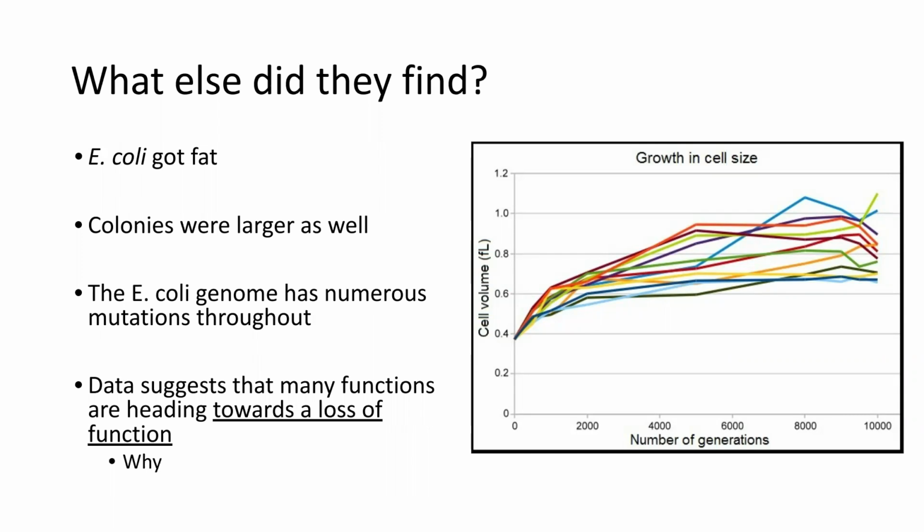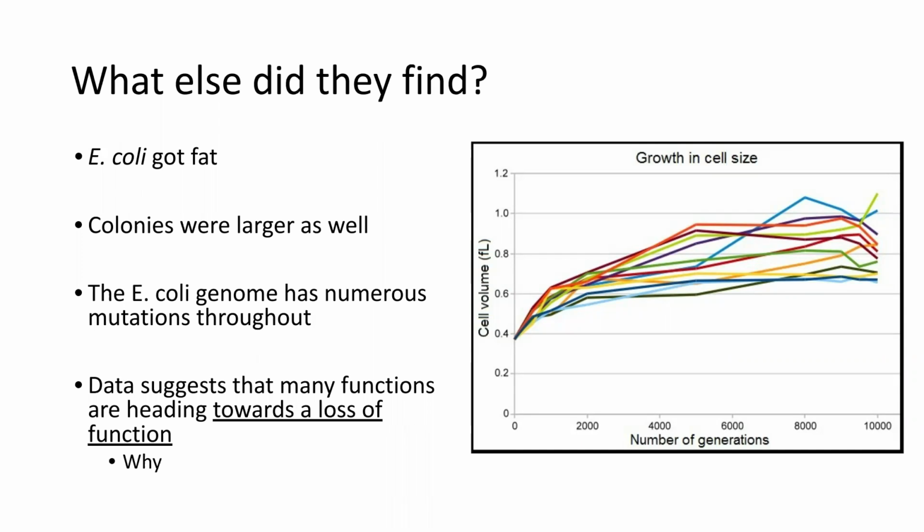And there's actually some new data that's coming out that's suggesting that many of the functions are heading towards a loss of function. And so you should ask yourself why. Why, in a static environment, is E. coli mutating and why is it losing function potentially? Well, the idea here is that if you're a bacteria, you're trying to streamline your genome. You're trying to make yourself grow faster, produce offspring faster. And if you don't use a function with bacteria, over evolutionary time, you will eventually lose it.